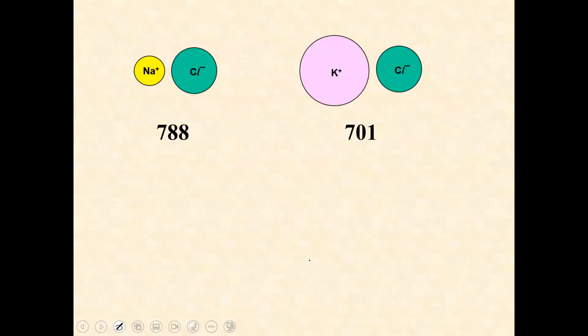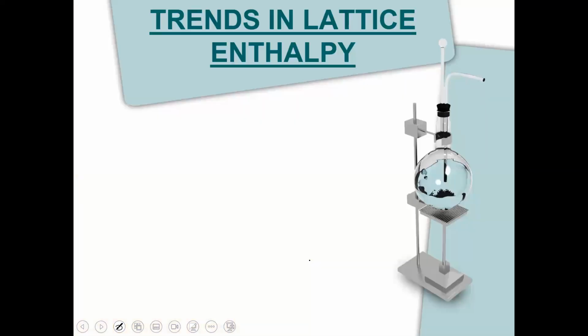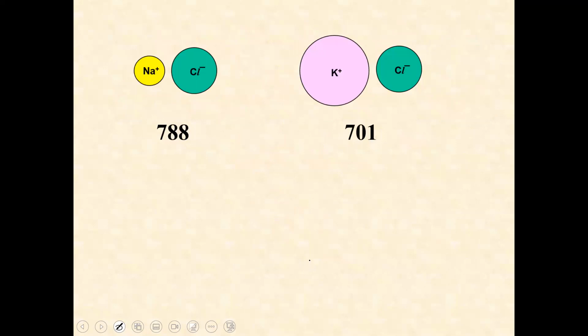Now, sodium chloride example: sodium chloride enthalpy change is 788 and potassium chloride lattice is 701. Now you have to copy this example.